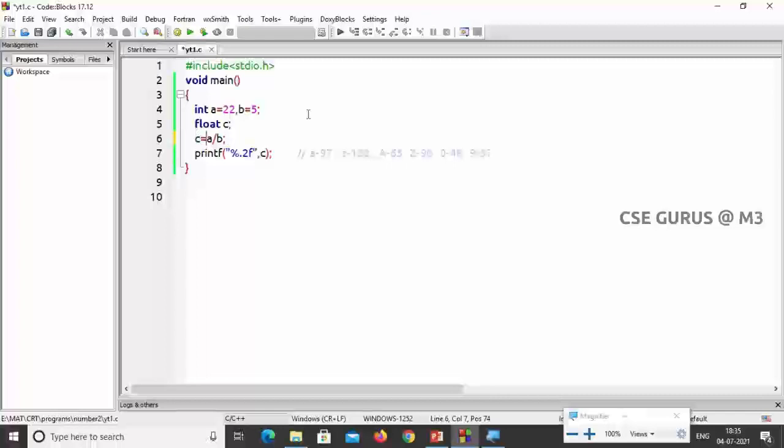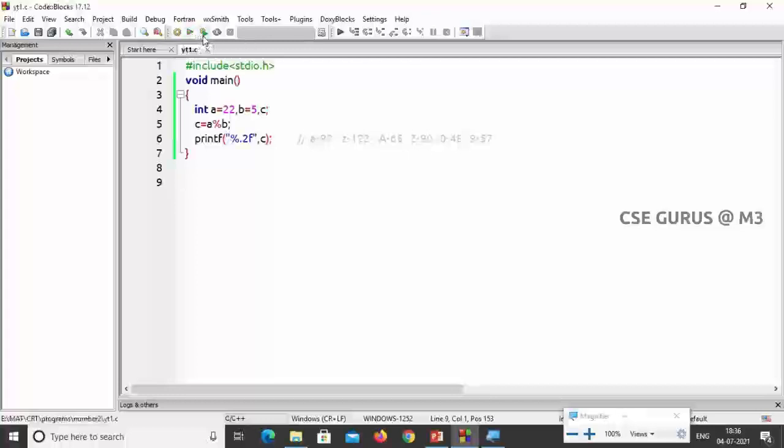Okay, the next one is the percentile operator. Very important, the percentile operator. I'll write here A percentile B. Anyway, there is no float required here, right? So percentile is used for getting the remainders. So 22 by 5, the quotient is 4 and the remainder is only 2, right? So we'll get that remainder value when you go for percentile.